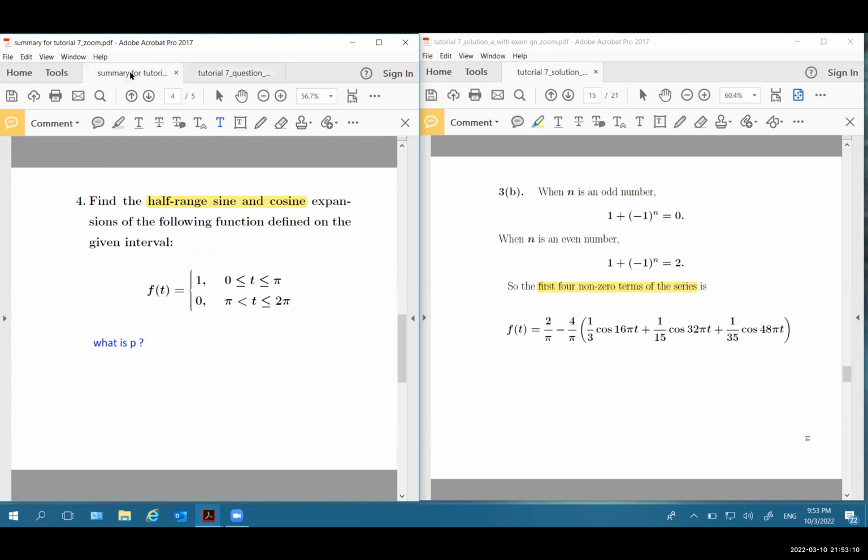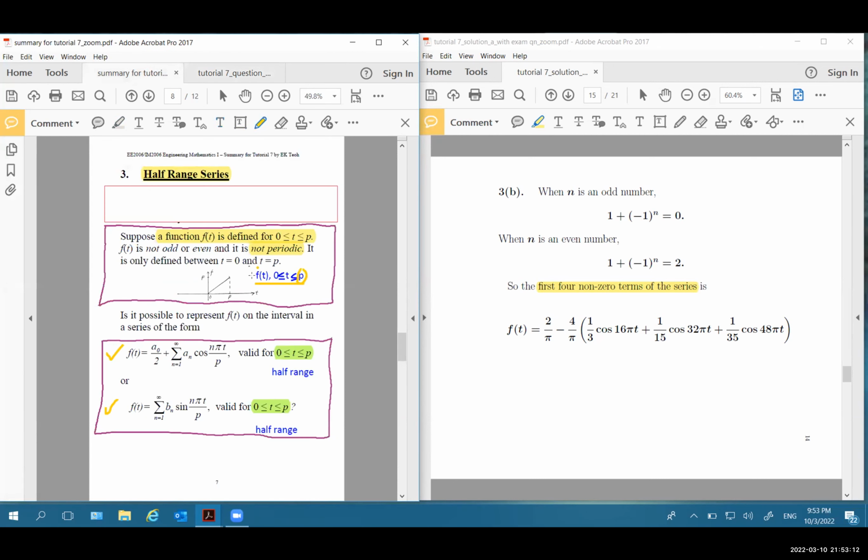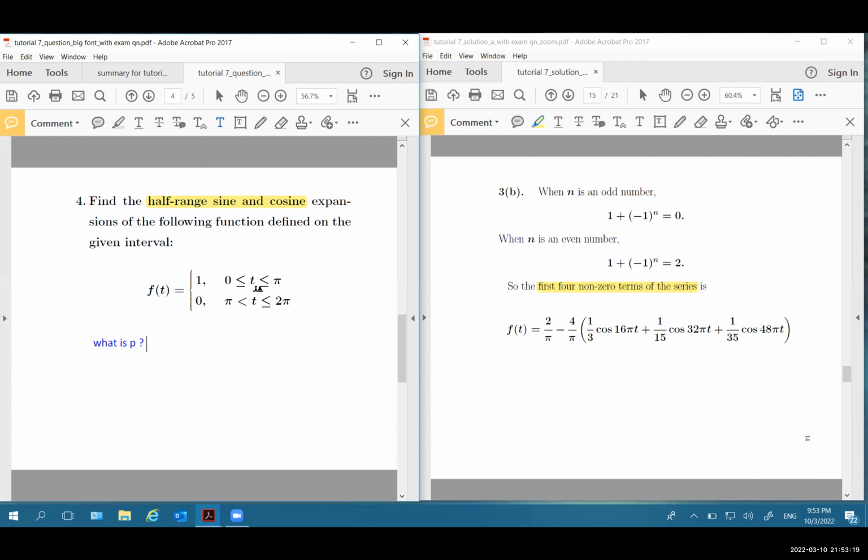What is the meaning of small p? Your function is defined from 0 to small p, right? So in this problem, our function f(t) is defined from 0 until where? What is the small p? Yeah, class, anyone? 2 pi. Yes. Actually, it's 2 pi. Is that right? So small p is 2 pi.